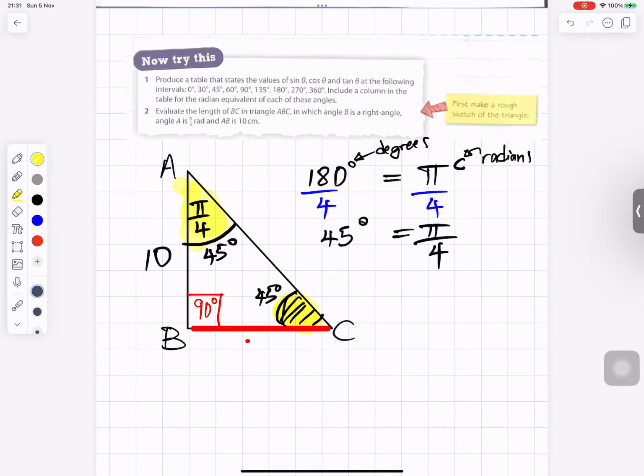So that means BC would be, when two angles are the same, what happens to the two sides? They're the same. So you can see how I figured that out.